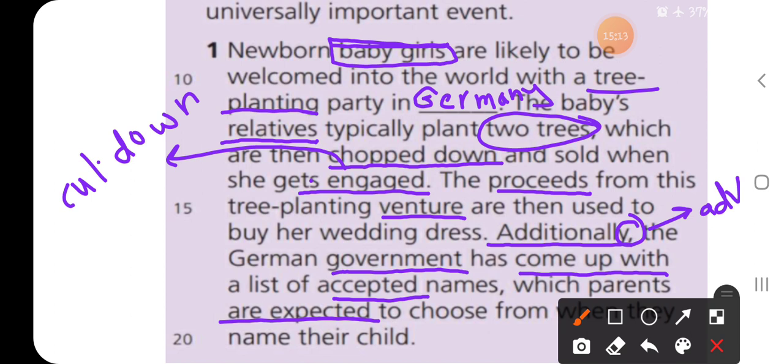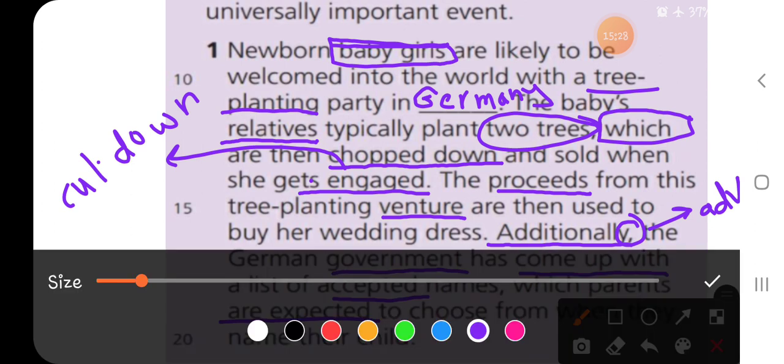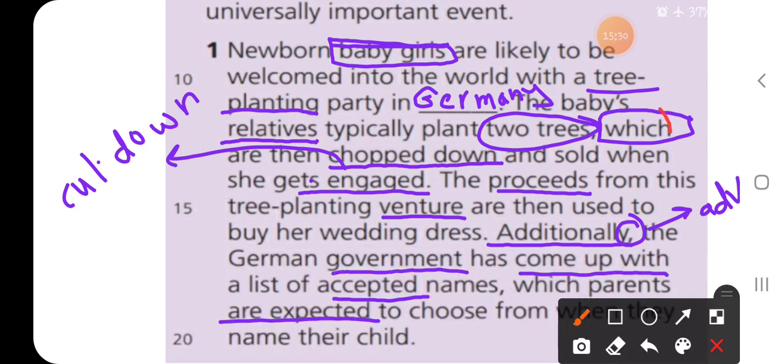They plant 2 trees, which are then chopped down and sold when she gets engaged. Which refers to what? To 2 trees. Which refers to 2 trees. They are then chopped down and sold. When she gets engaged.